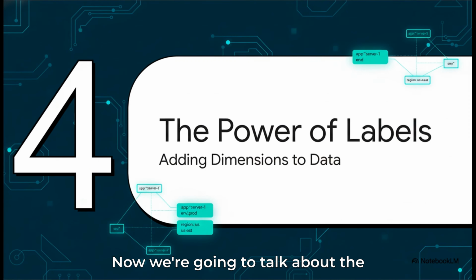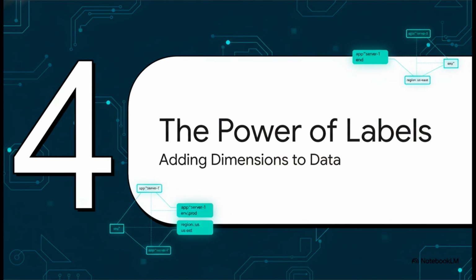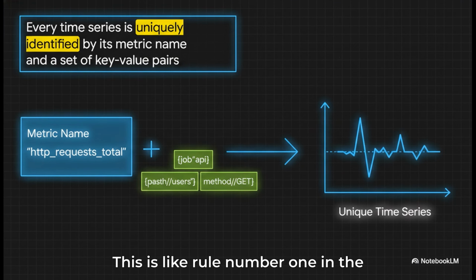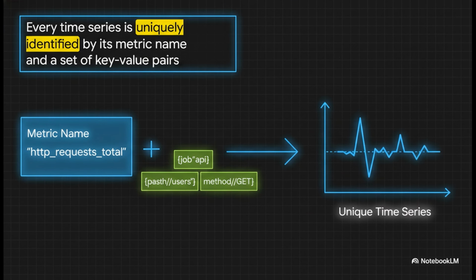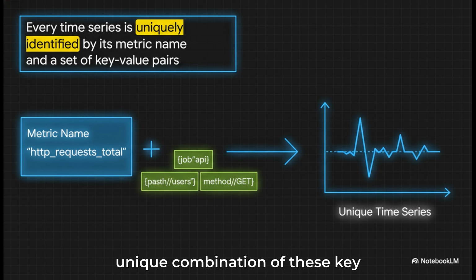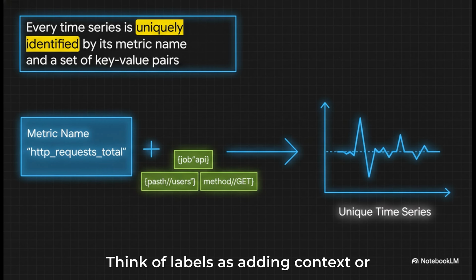All right, now we're going to talk about the feature that honestly makes Prometheus, well, Prometheus. And that is its incredibly powerful dimensional data model, which is all about labels. This is like rule number 1 in the Prometheus handbook. A time series isn't just defined by its name. It's defined by its name plus a unique combination of these key value pairs called labels. Think of labels as adding context or dimensions to your data.